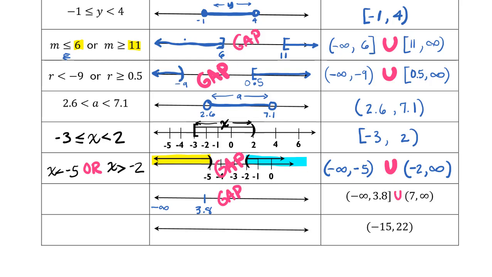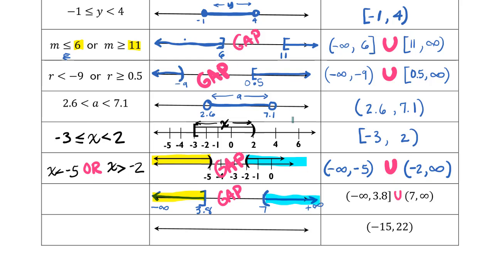And from 7 to infinity, there's something graphed, so I'm going to go ahead and put my open parenthesis at 7, opening to the right. I'm also going to put a bracket at 3.8, opening to the left, and that is my graph. Over here on the right is positive infinity.